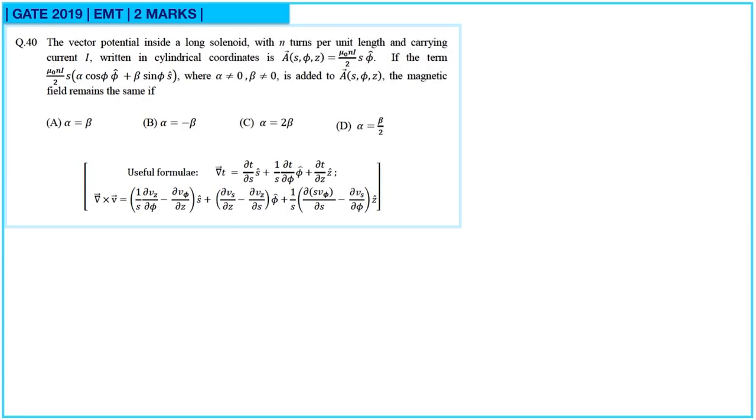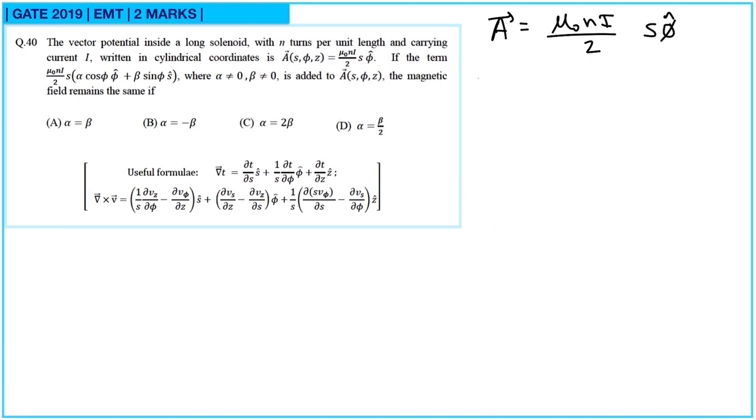Next question. The vector potential inside a long solenoid with n turns per unit length and carrying current I, written in cylindrical coordinates as a function of s, phi and z, is mu naught n I by 2 s phi cap. If the term mu naught n I by 2 s alpha cos phi phi cap and beta sin phi s cap, where alpha and beta are not equal to 0, is added to A, then the magnetic field remains the same if. So here it is given A bar is equal to mu naught n I by 2 s into phi cap.